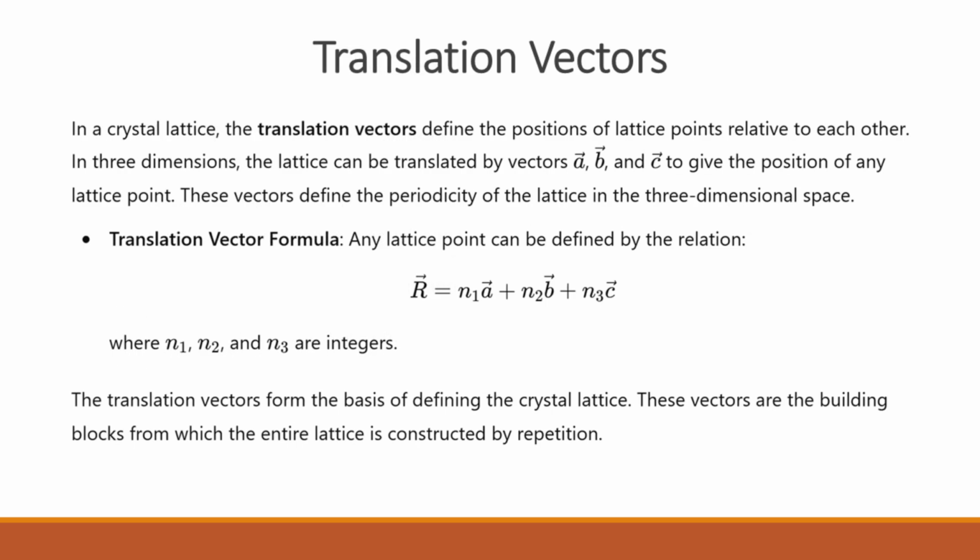Translation vectors in a crystal lattice define the positions of lattice points relative to each other. In 3 dimensions, these vectors are represented as a, b, and c. They specify the periodicity of the lattice, allowing any lattice point's position to be determined using the formula R equals n1 times a plus n2 times b plus n3 times c, where n1, n2, and n3 are integers. These vectors are fundamental in constructing the entire lattice by repeating the unit cell.